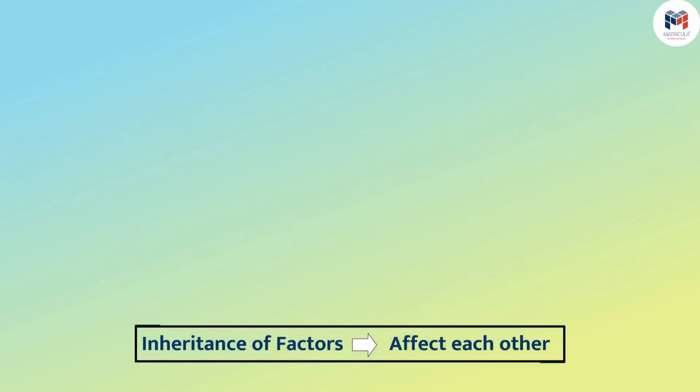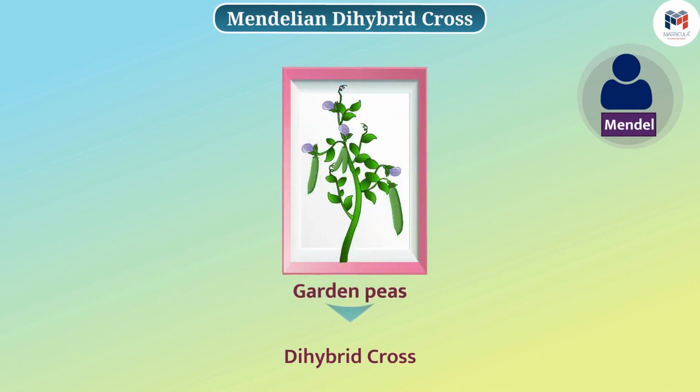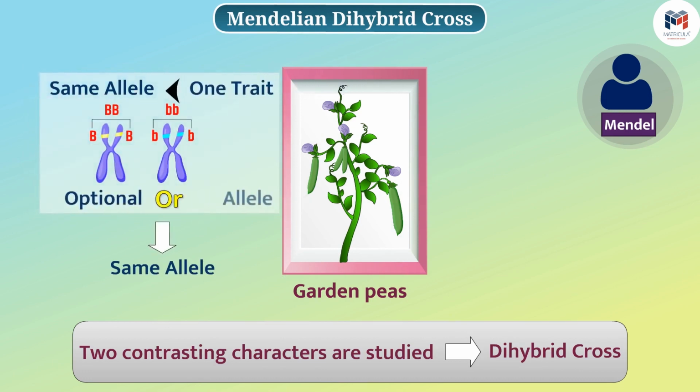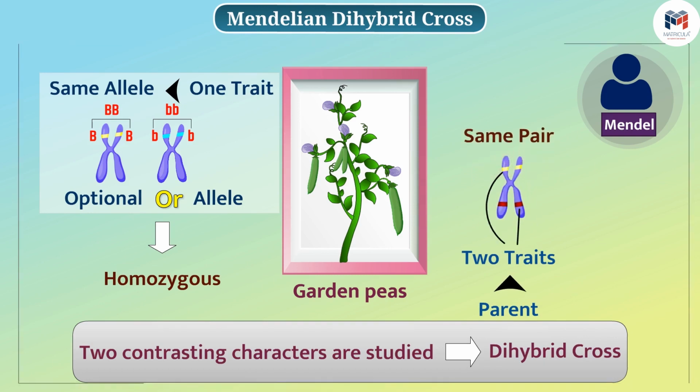To understand this, Mendel performed a dihybrid cross of a garden pea plant. A cross in which two contrasting characters are studied is called dihybrid cross. We know that organisms that have the same allele for a trait are homozygous for that trait. Parents taking part in dihybrid cross are homozygous for two traits. Let's understand this experiment.